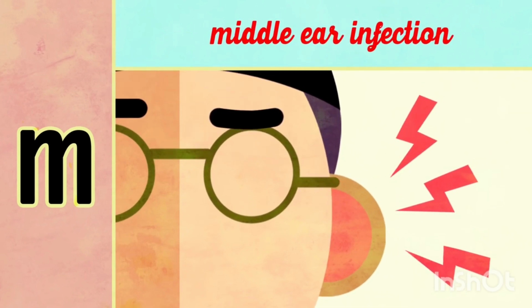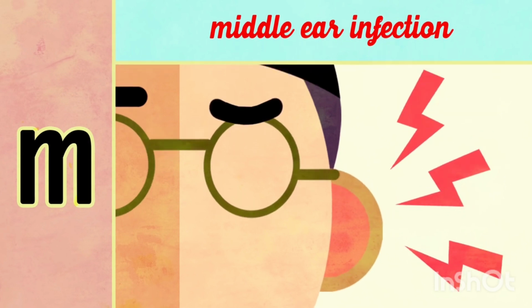DNS also predisposes to middle ear infection because eustachian tube, which is the only drainage source of middle ear, opens in nasopharynx, and DNS can cause its obstruction and resulting in middle ear infections.